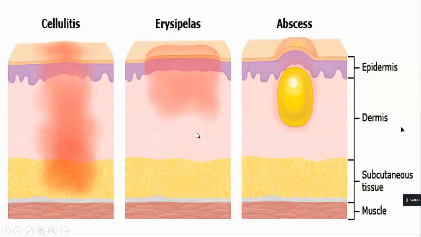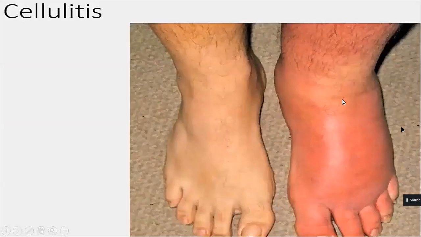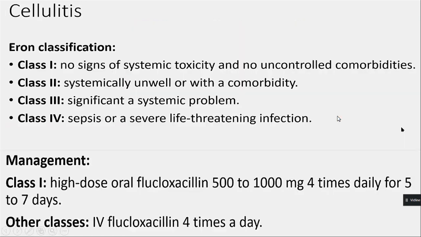So this image can show you the difference between cellulitis, which is deeper. So the epidermis, dermis, and subcutaneous tissue. And here, erysipelas can affect the epidermis and the superficial area of the dermis. Here, the abscess, as you see, is palpable here. What is the diagnosis here, guys? Cellulitis. Okay.